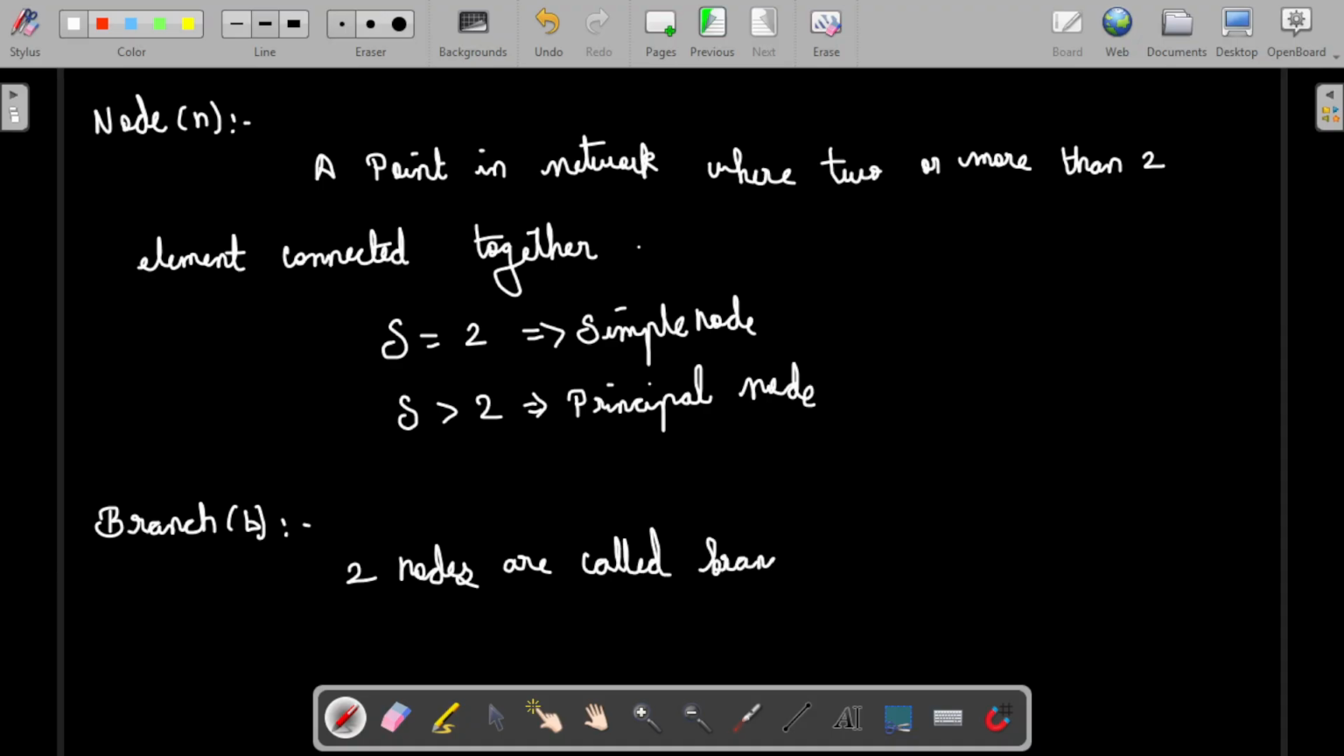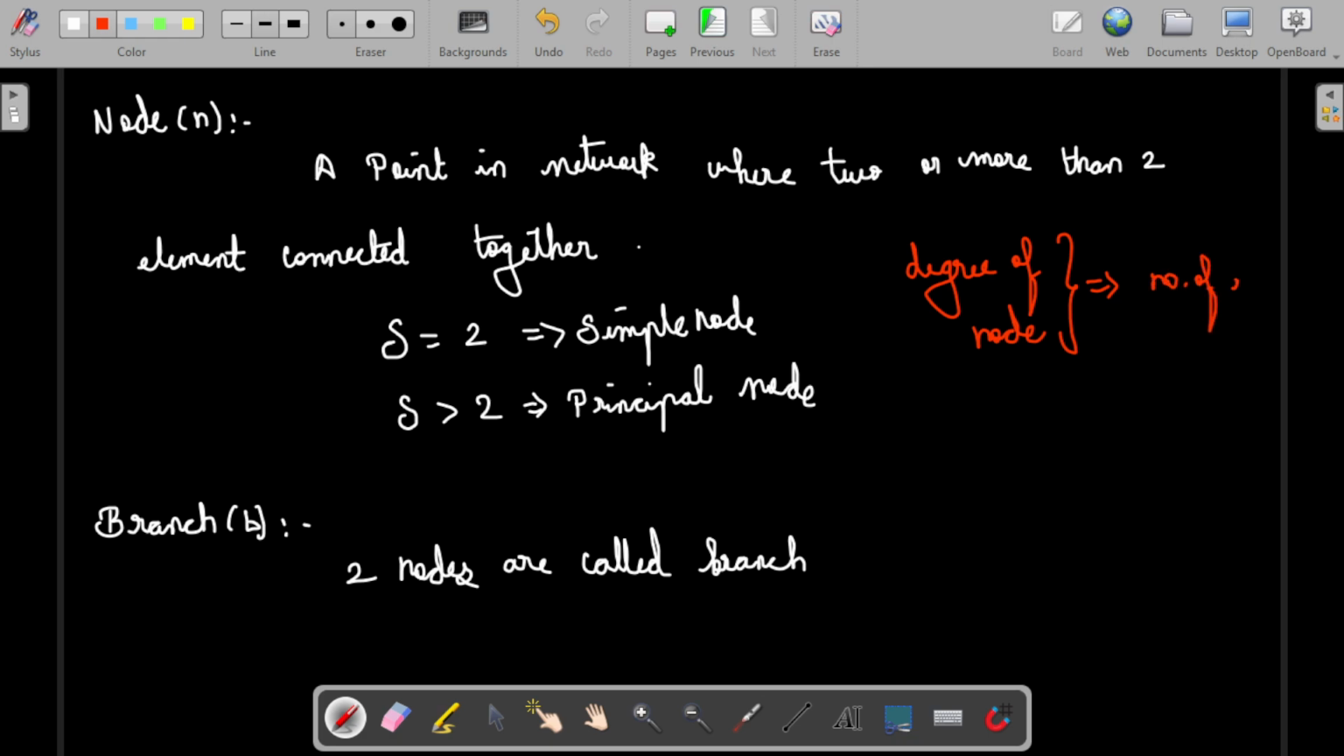So simple. So two nodes will be called as the branch. So a degree of node means nothing but the interconnection of components. So let me write it here. So degree of node, which is nothing but number of elements connected in the node.